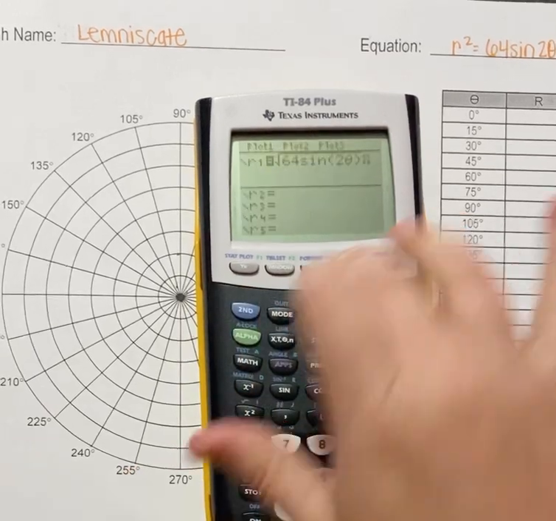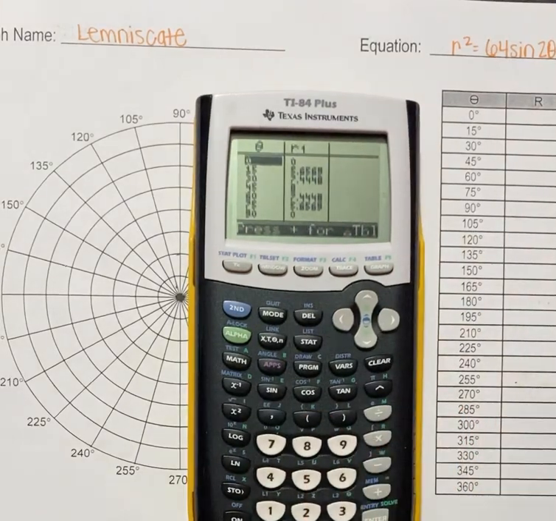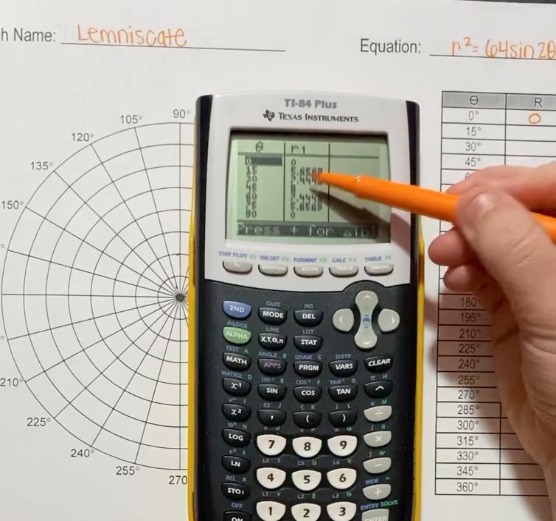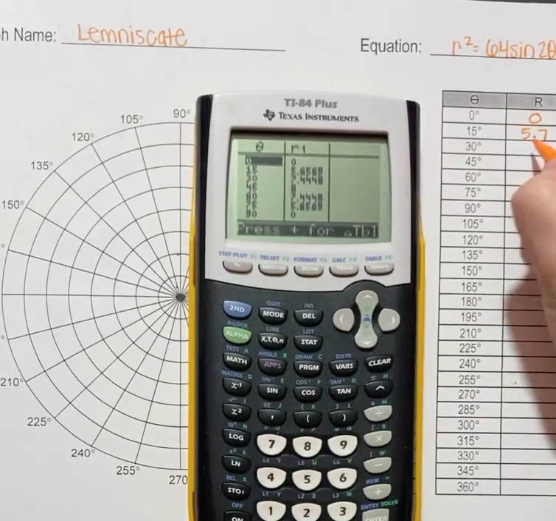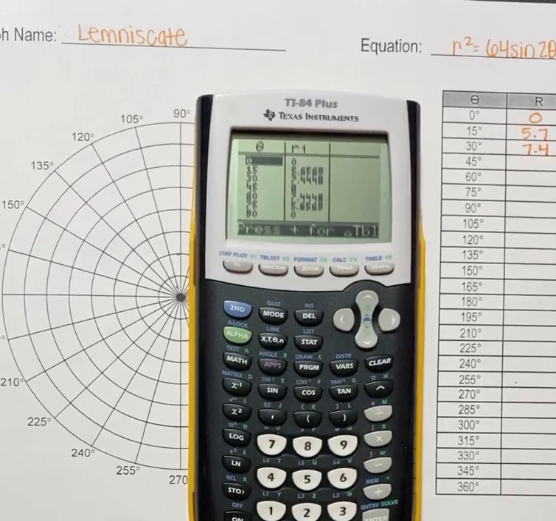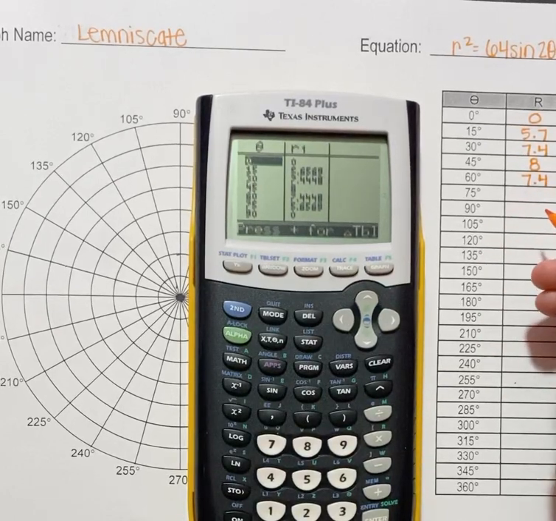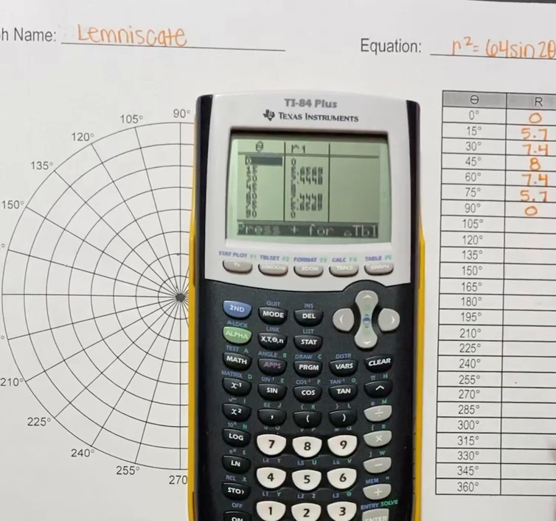All right, next thing I'm going to do is go to my table and look at my values for each of these rounded to the nearest tenth. All right, so at 0, we've got 0, so that's 0, 0. At 15, we're sitting at 5.7, 1 decimal place right here. At 30, we've got 7.4. At 45, we've got 8. At 60, we've got 7.4. At 75, we've got 5.7. And at 90, we're back to 0.